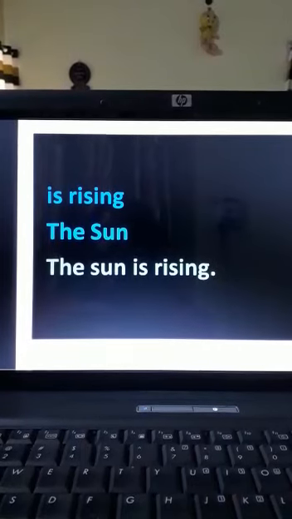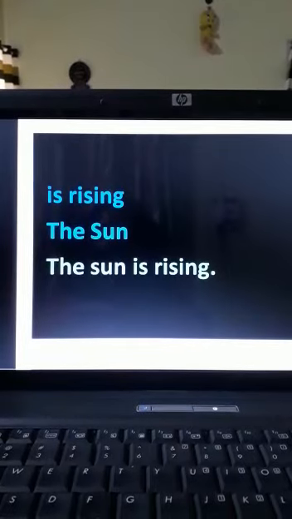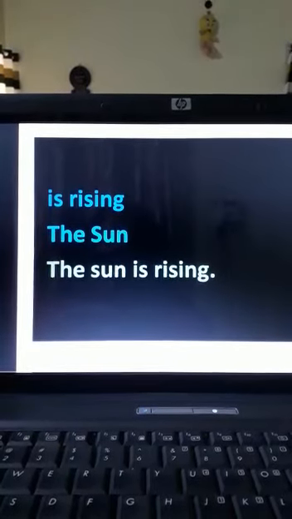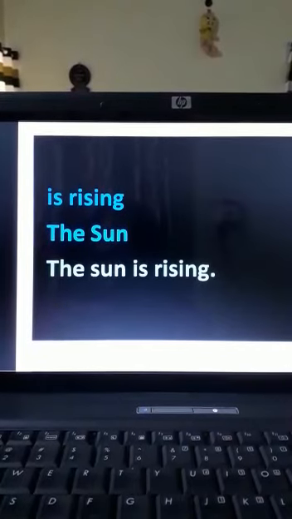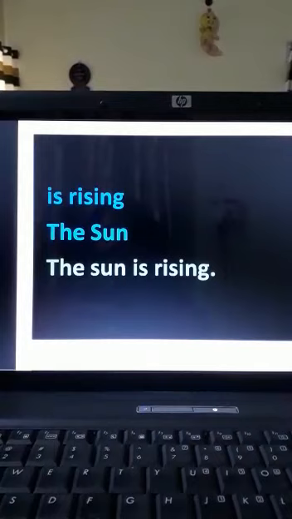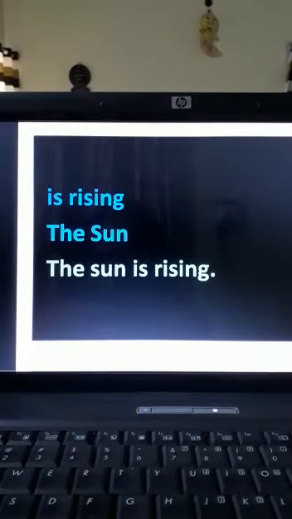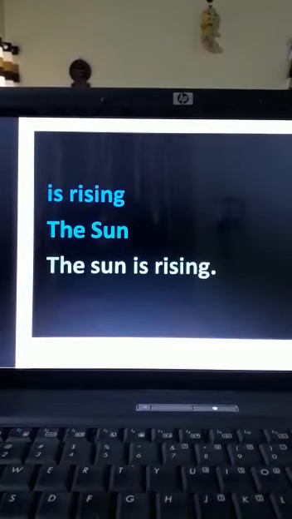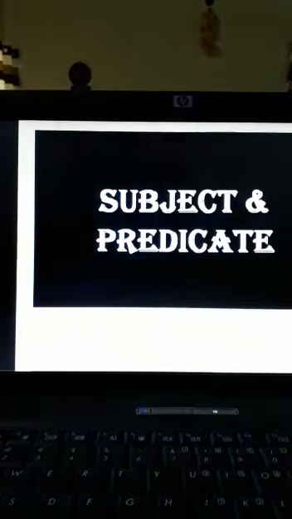The next two words, "the sun." Here also we don't know what exactly is happening to the sun. But in the next one, "the sun is rising." This is a complete sentence. Why? Because there is a subject and a predicate in it. So, our topic for the day is subject and predicate.